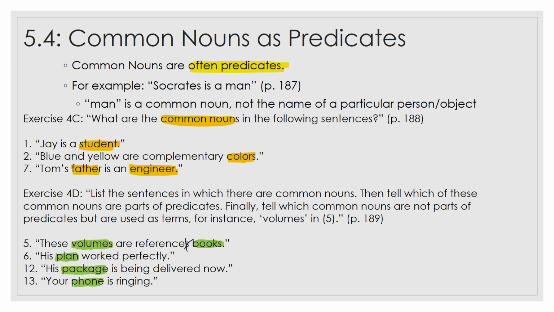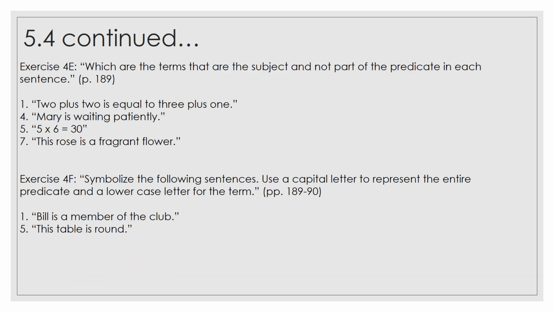So a common noun is often a predicate, but it also could just be part of the subject, as those examples showed. I did make one mistake. For number 5, I forgot to say books is also a common noun. In that case, that common noun does happen to be a predicate. So sorry about that. But let's continue with exercise 4E.